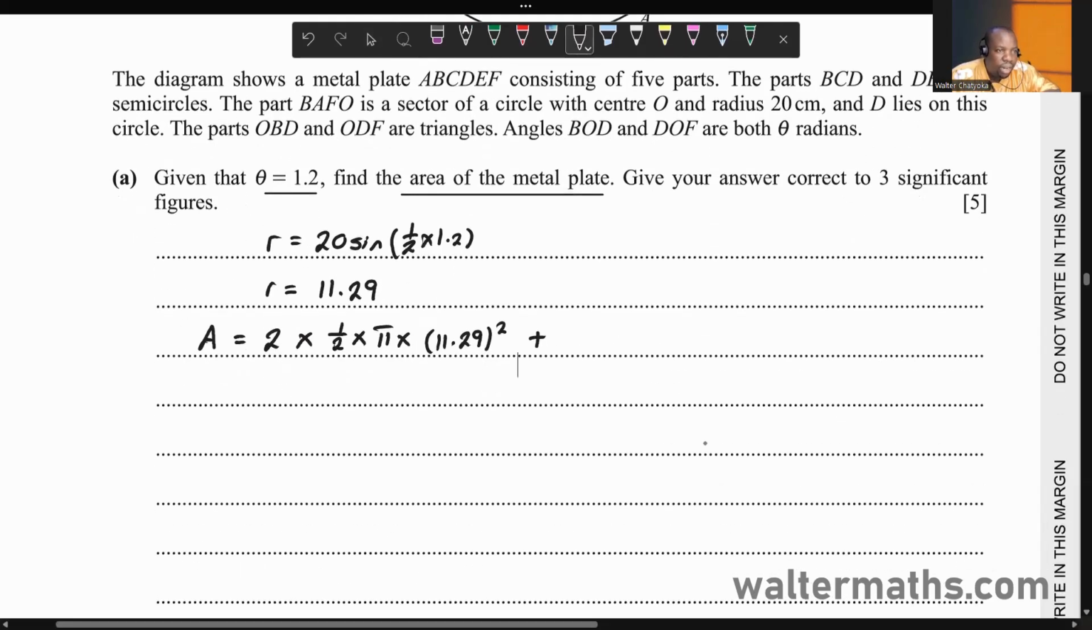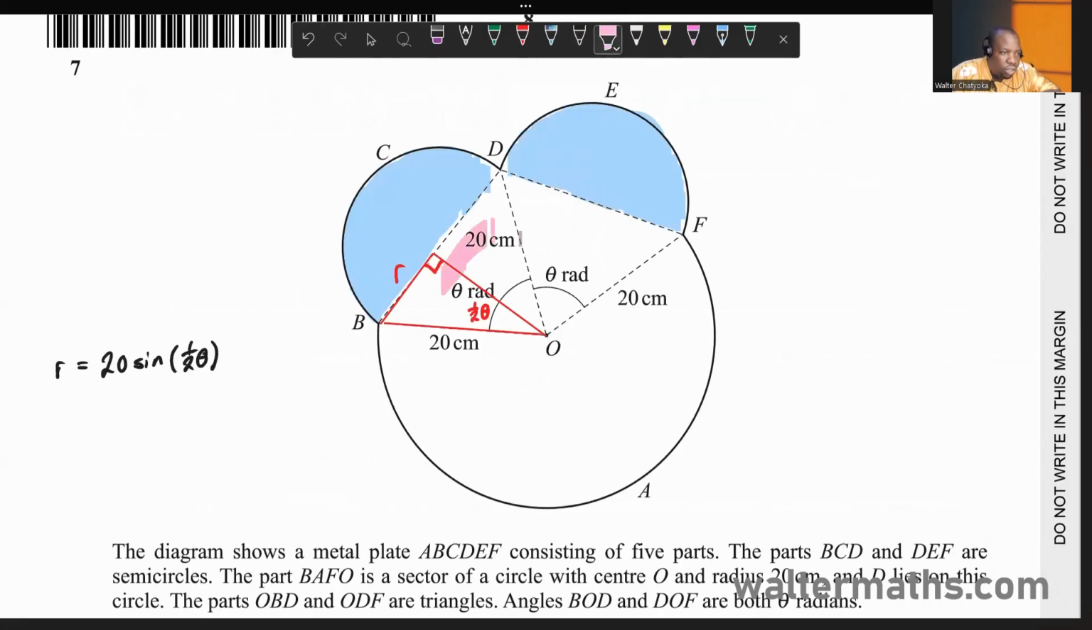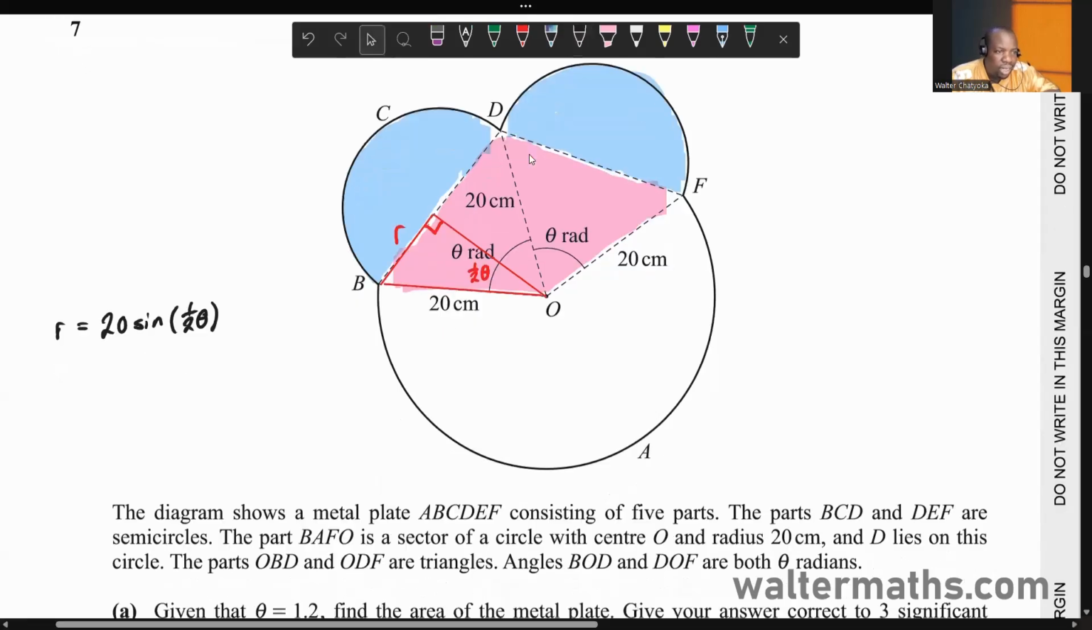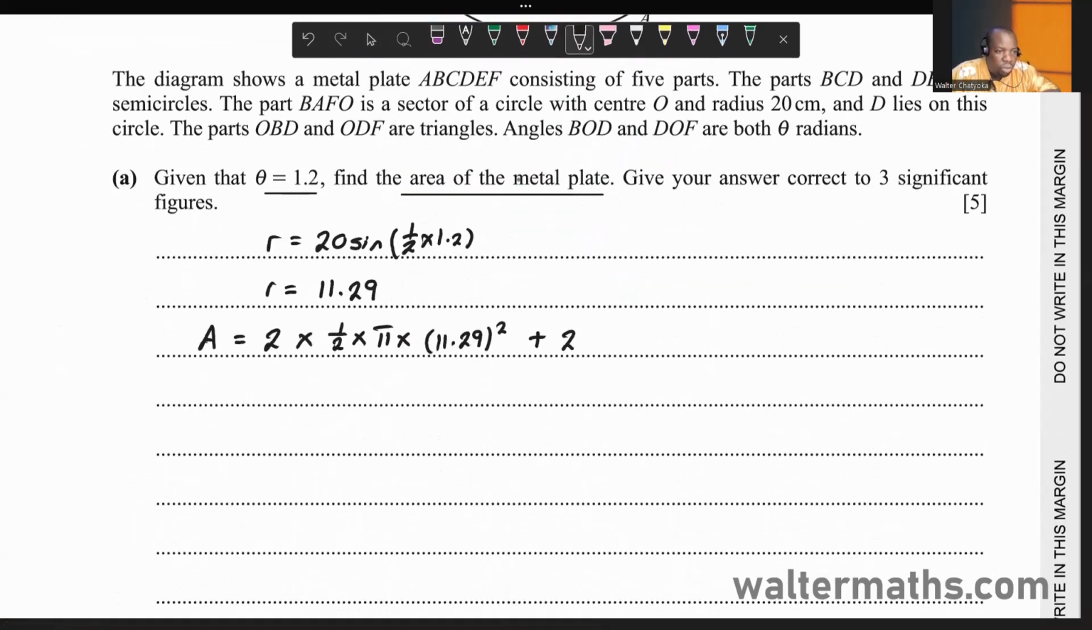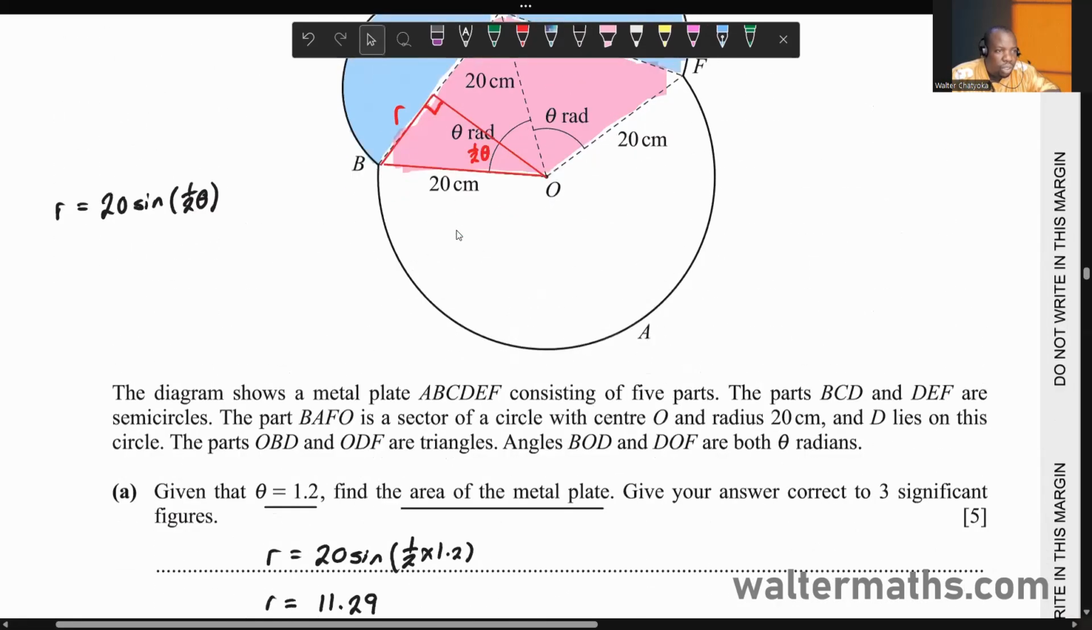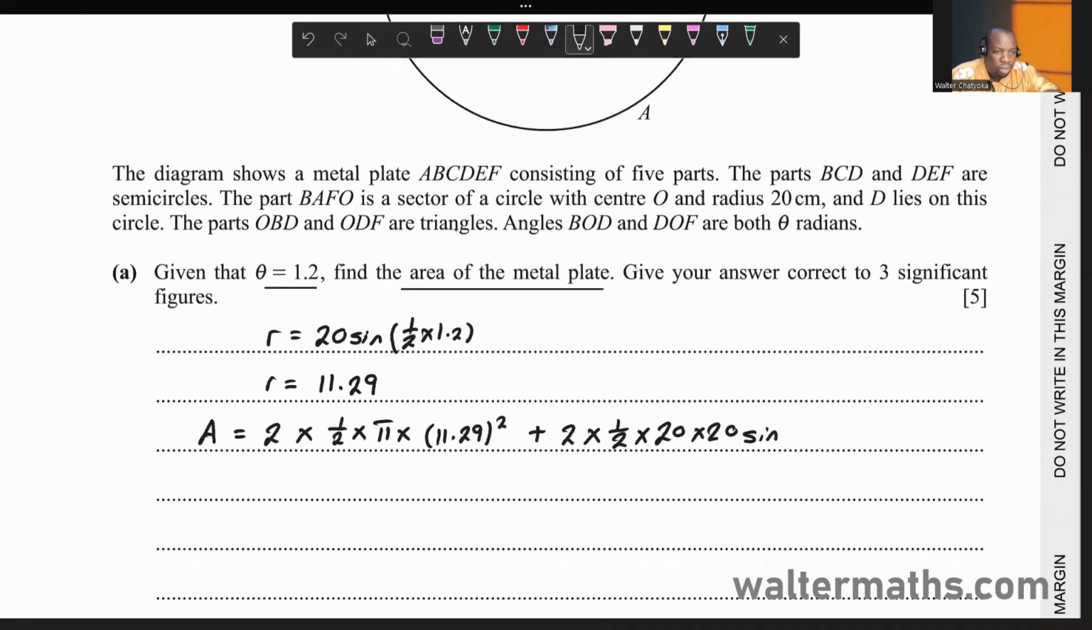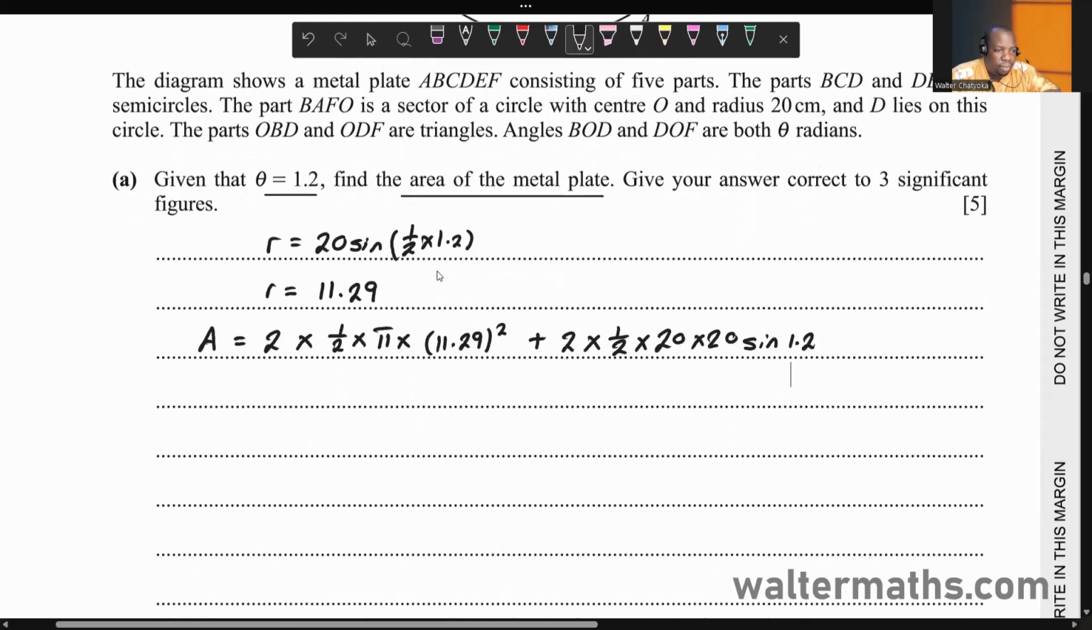Now we need to find the areas of the two triangles. For the triangles, we have these two triangles here. For the area of each triangle, we will use half side side sine of the angle. So we have two of them, so 2 times half times the sides, 20 times 20, and that's sine of the angle theta, which is 1.2. So sine of 1.2.